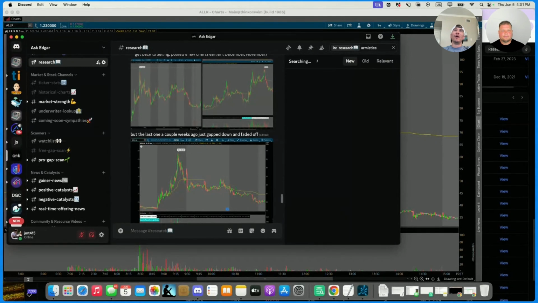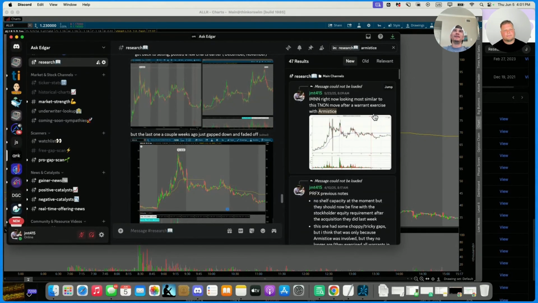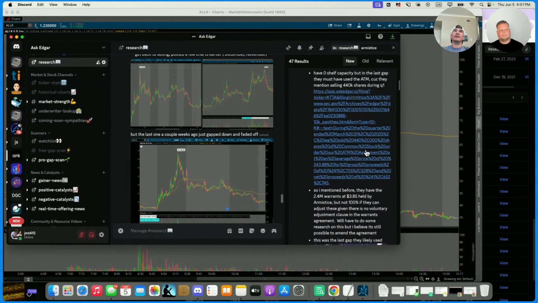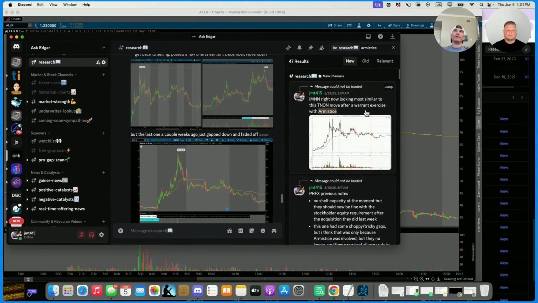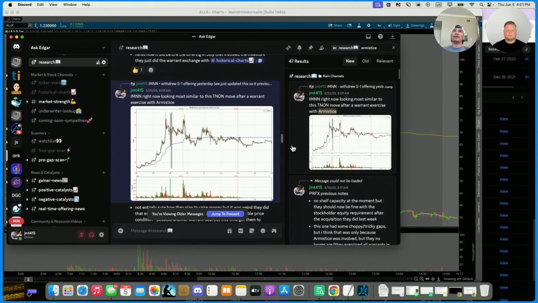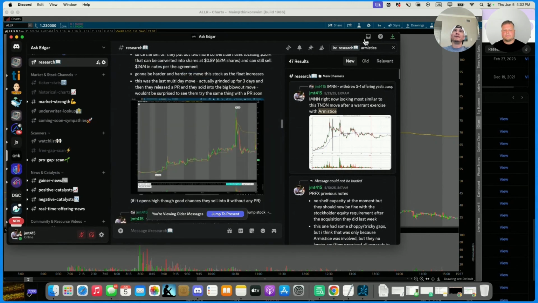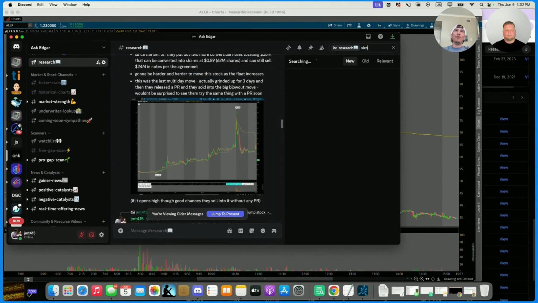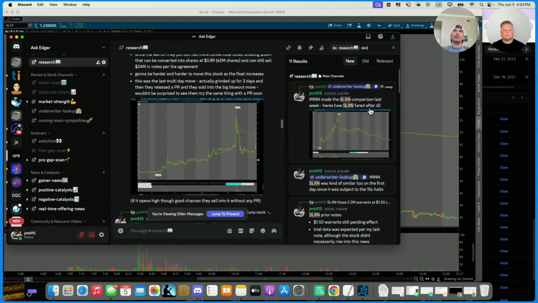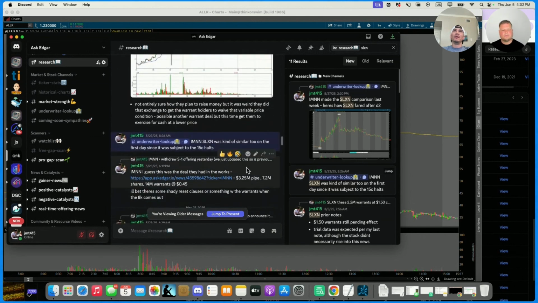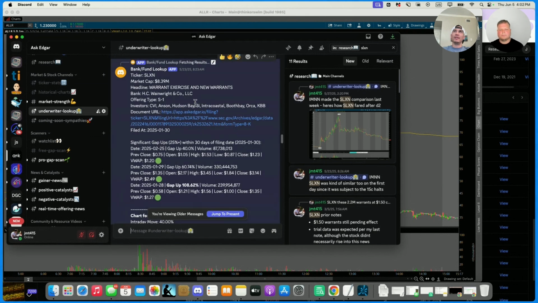There's this fund, Armistice, that participates in a lot of these offerings. You'll see their name on a lot of them. And let's see, where is it? One of the things we can do with the underwriter lookup is filter by the type, warrant exercise, and also the fund.